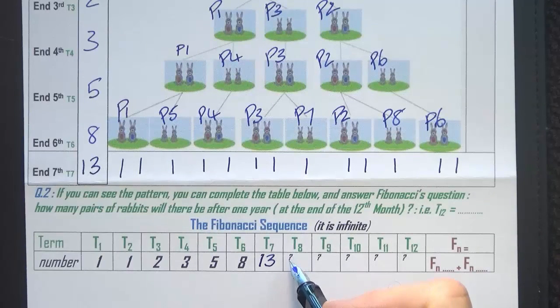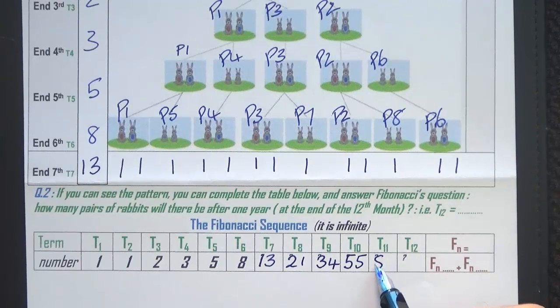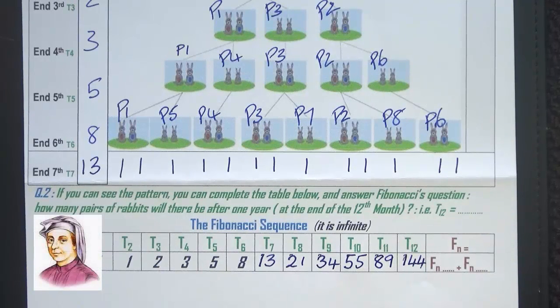8 plus 13 is 21. 13 plus 21 is 34. 21 plus 34 is 55. 34 plus 55 is 89. And 55 plus 89 is 144. So, we've answered Fibonacci's question. At the end of the 12th month, there are 144 pairs.